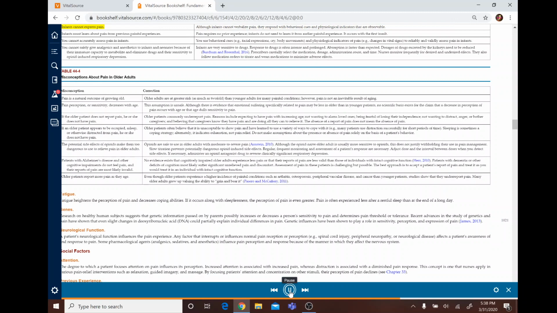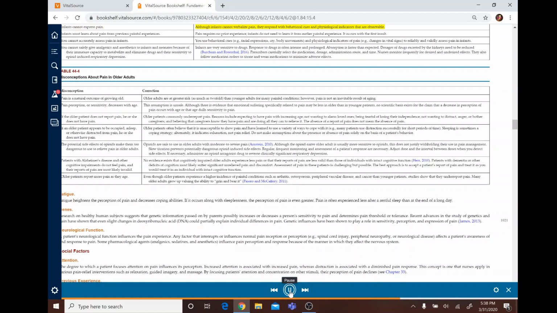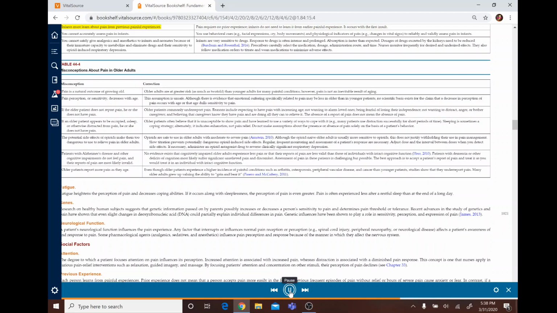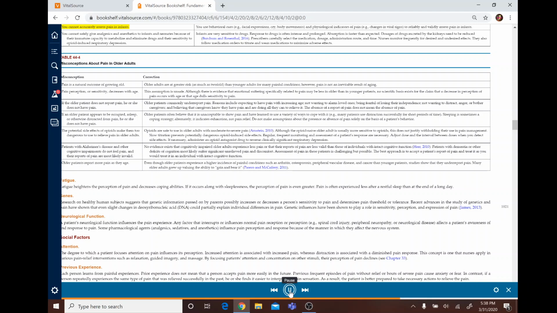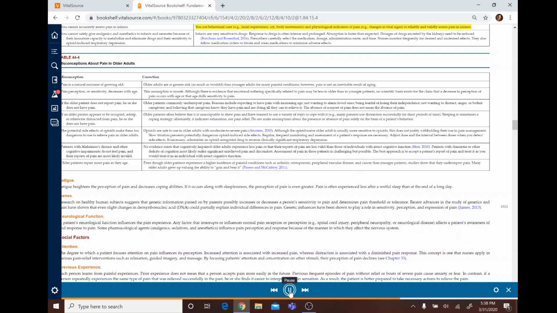Infants cannot express pain. Although infants cannot verbalize pain, they respond with behavioral cues and physiological indicators that are observable. Infants must learn about pain from previous painful experiences. Pain requires no prior experience. Infants do not need to learn it from earlier painful experience. It occurs with the first insult. You cannot accurately assess pain in infants. You use behavioral cues, for example facial expressions, cry, body movements, and physiological indicators of pain, for example changes in vital signs, to reliably and validly assess pain in infants.